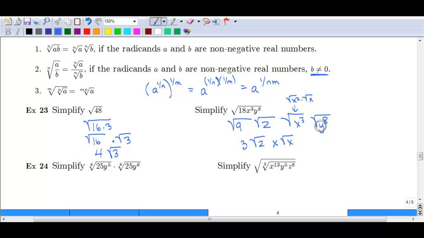Similarly here, y to the 8th, that is an even number, so when we take the square root of y to the 8th, we end up with y to the 4th. Again, you can kind of think about this. If you rewrite it as the fractional exponent, you would have 8 halves, which is y to the 4th.